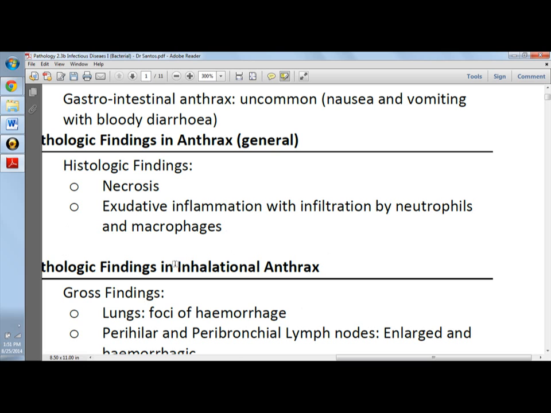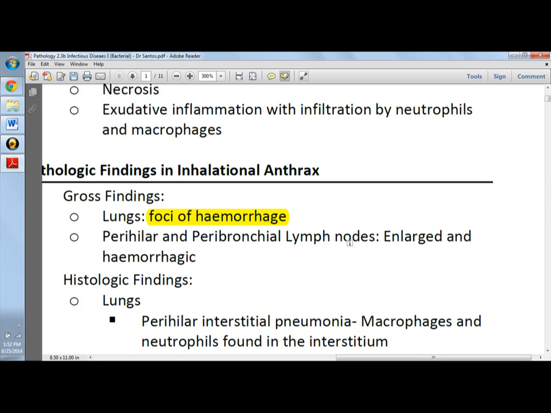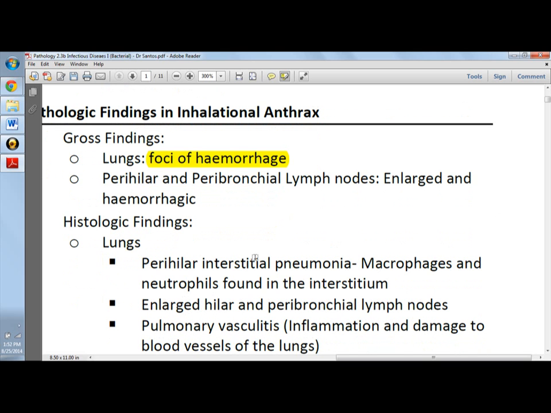There will be presence of large boxcar-shaped gram-positive extracellular bacteria in chains, which is suggestive of anthrax. Gross findings: the lungs would have foci of hemorrhage. This is very important since these foci of hemorrhage are induced by what clinical form of anthrax? By inhalational anthrax. So perihilar and peribronchial lymph nodes are enlarged and hemorrhagic. The lungs would have hemorrhagic lesions associated with vasculitis.